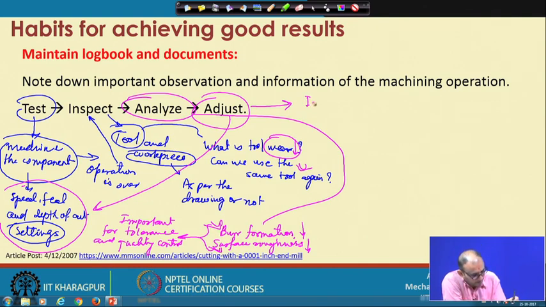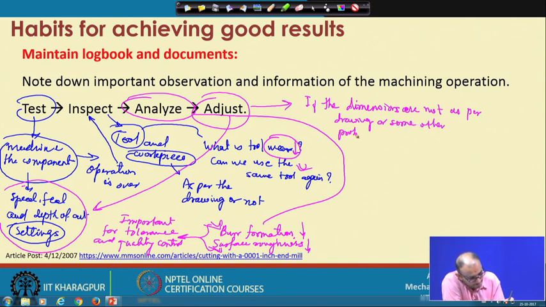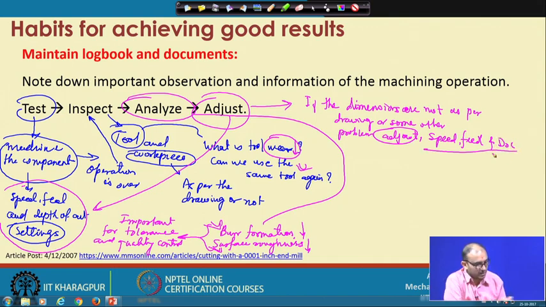So if the dimensions are not as per drawing or some other problem, adjust speed, feed and depth of cut to some other value. Then this is one particular complete cycle in this case.